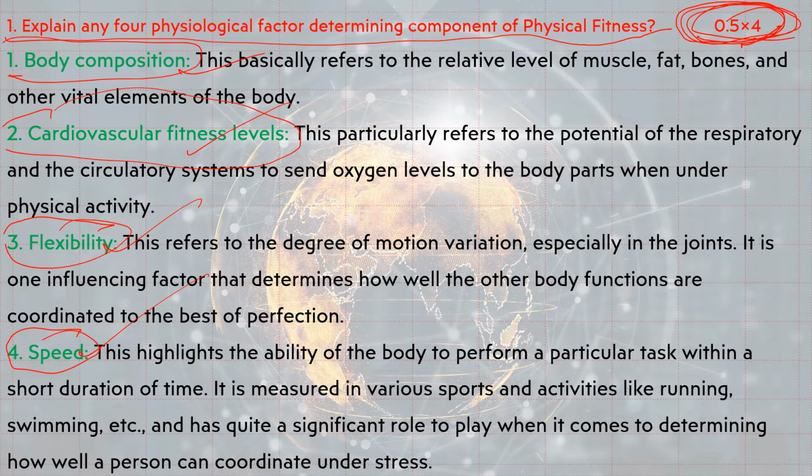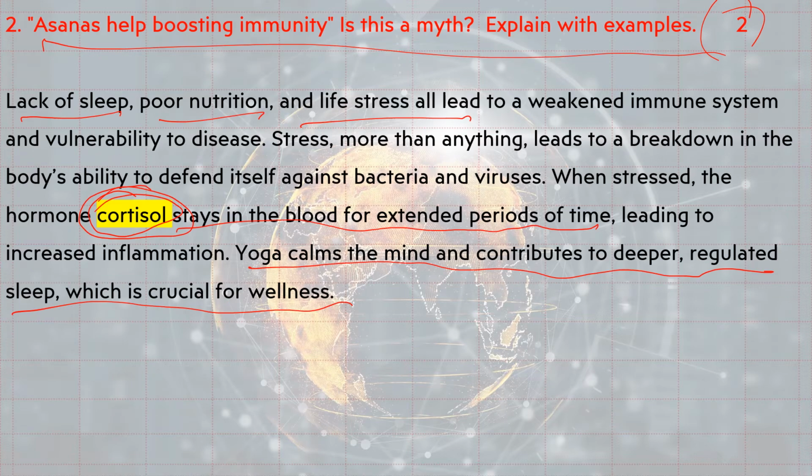Here are the four: body composition, cardiovascular fitness level, flexibility and speed. These are the four components that determine physical fitness. I am not going to explain it briefly or in detail, because it will take very long for this video. So I am explaining in the shortest possible way. Let's go to question number 2.